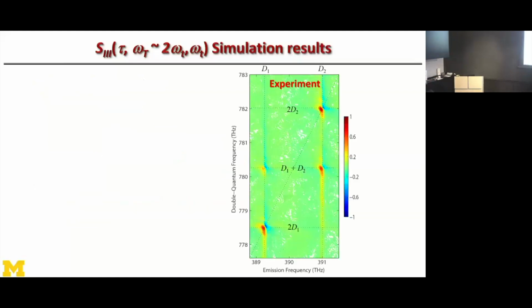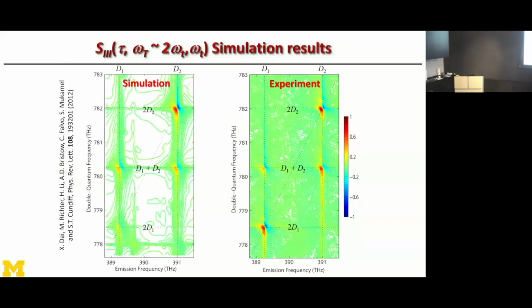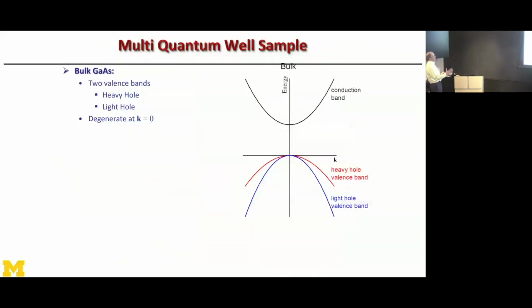So we did some simulations with Shaul Mukamel. I won't get into details, but they reproduce it well, so it convinces me this is right. Okay, so finally, let me get to semiconductors. Gallium arsenide is kind of the sodium atom of optics in solid state systems. It's a simple system, couples nicely to light.